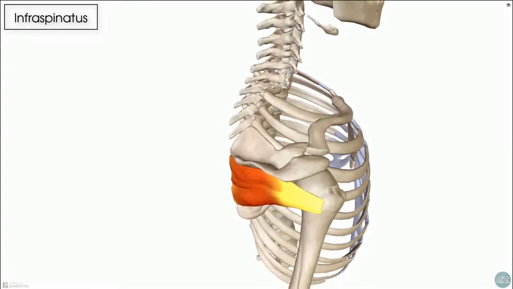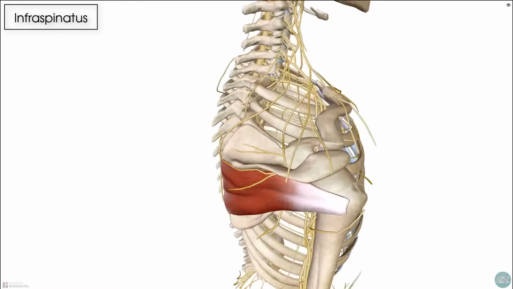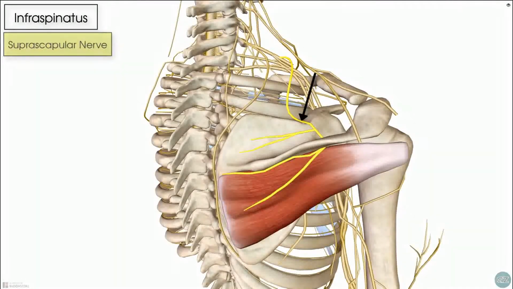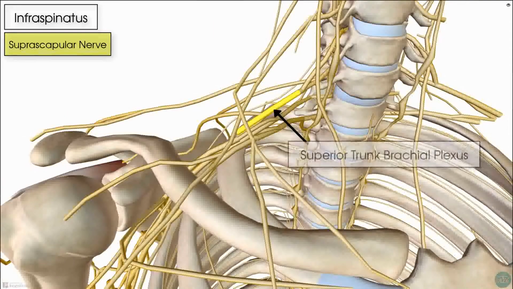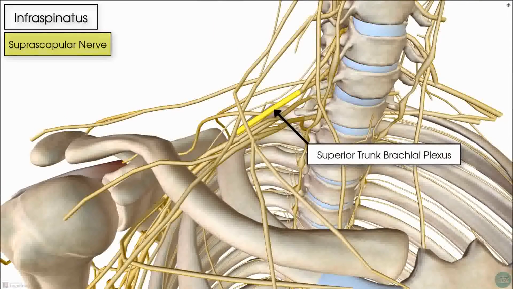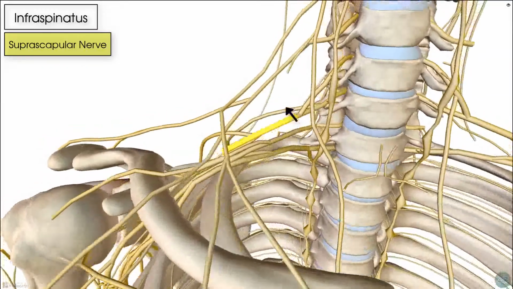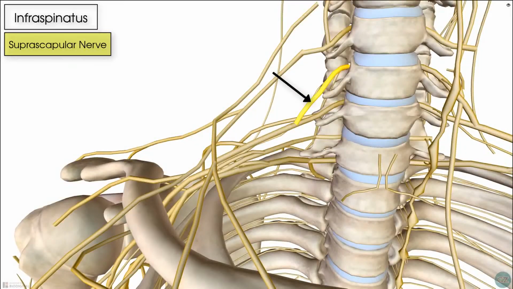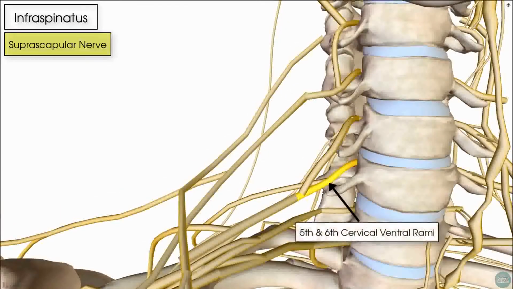The infraspinatus gets its nerve supply from the suprascapular nerve. So this nerve arises from the upper or superior trunk of the brachial plexus, and that's typically formed from the ventral rami of the 5th and 6th cervical vertebrae.